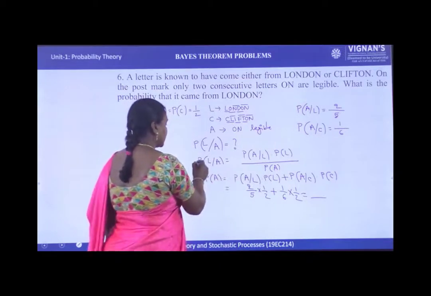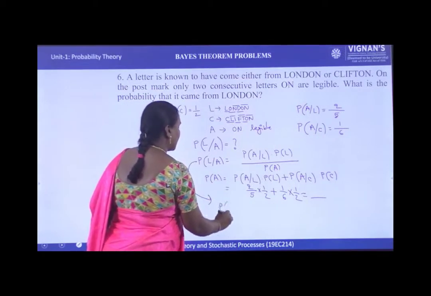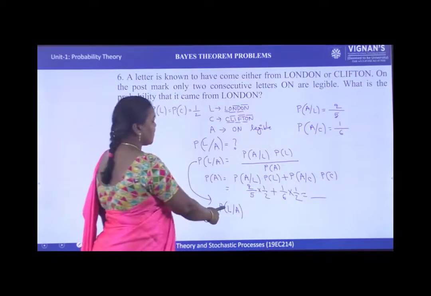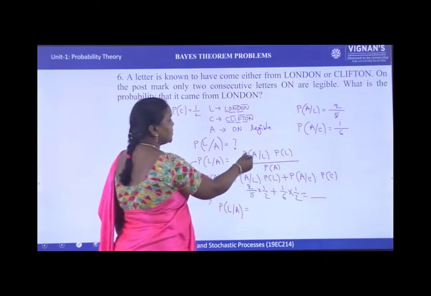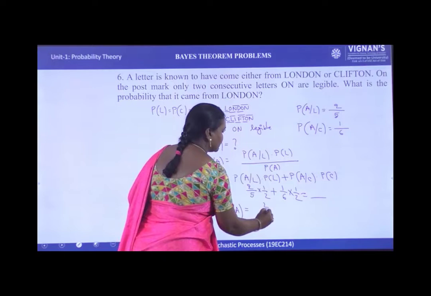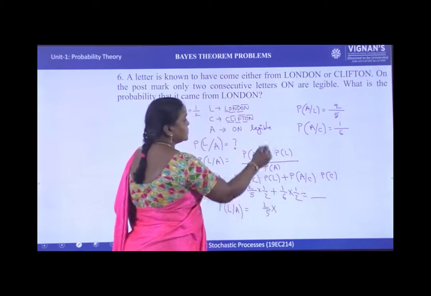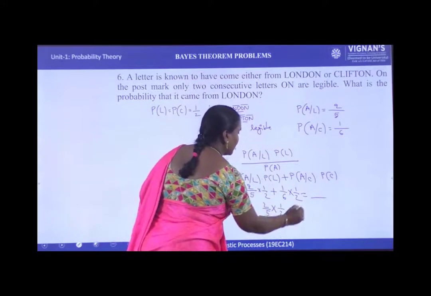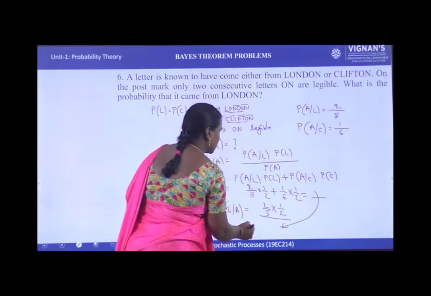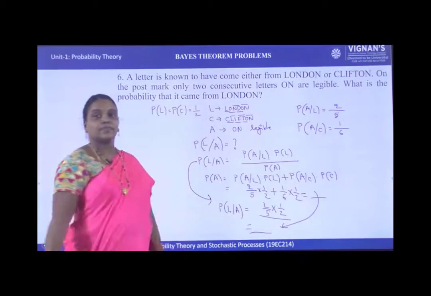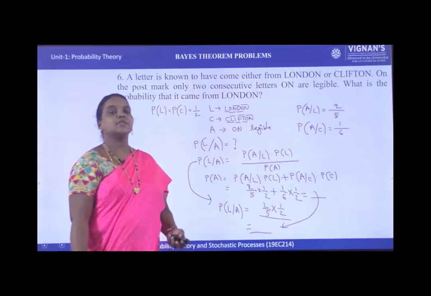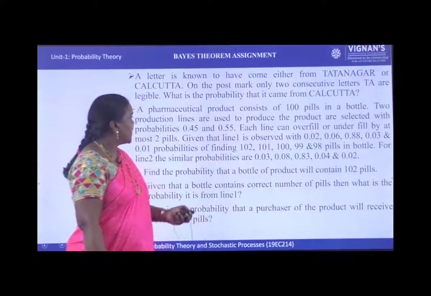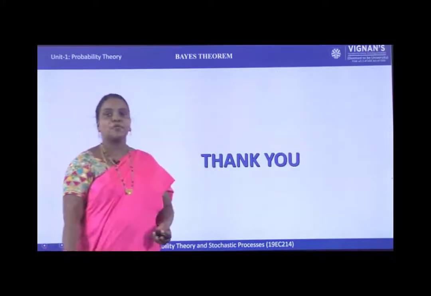Now, what is P of L by A? That is, if ON letters are legible, what is the probability it is from London? Substituting P of A by L, which is 2 by 5, into P of L, which is 1 by 2, by whatever answer you got, you substitute here, and you will get the final answer. Right? So like this you can solve problems on Bayes theorem, and this is your assignment. I hope you understand. Thank you.